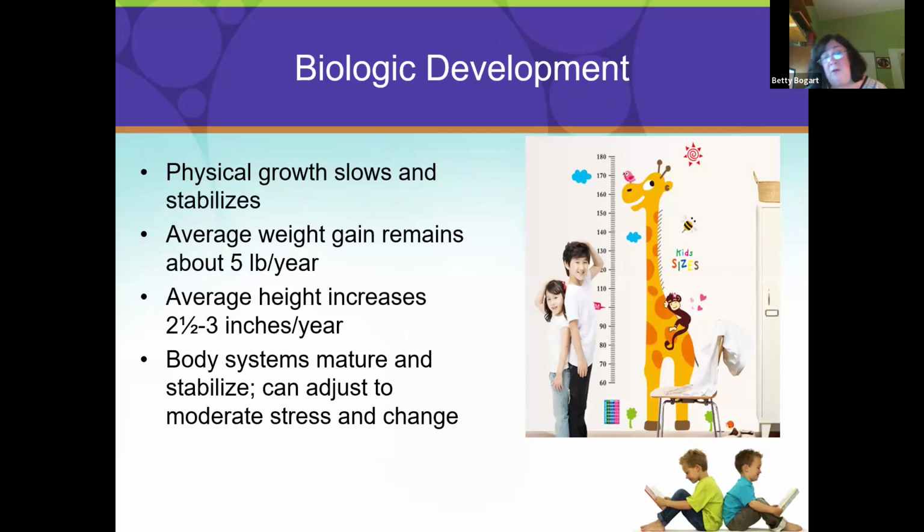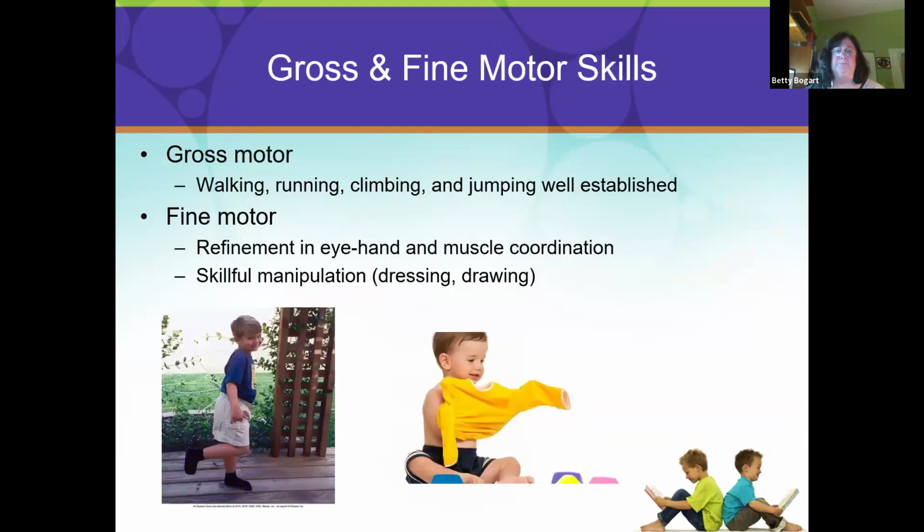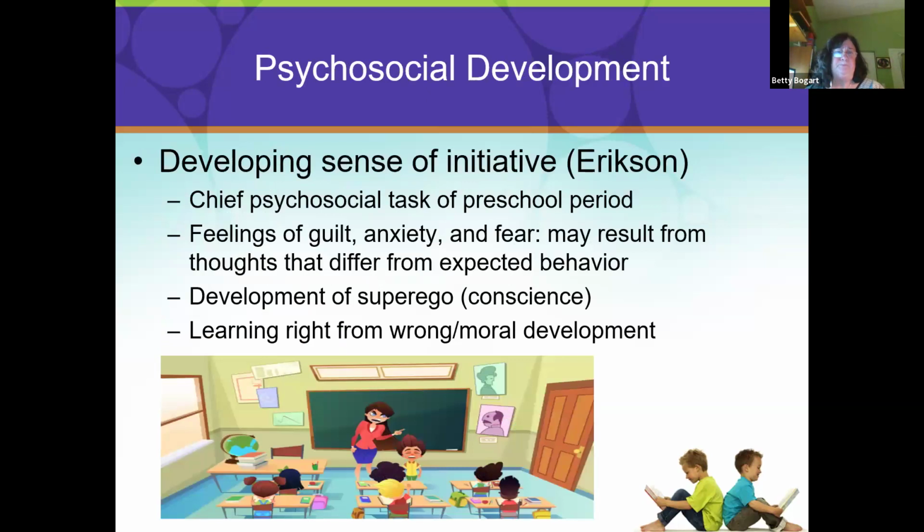5 pounds a year, 2.5 to 3 inches. And again, their body systems are all maturing and getting more mature. Their immune system's getting better and better. Running, walking, climbing, jumping is getting a lot better. By four, with fine motor skills, they're able to button a button on a shirt. They're able to draw circles and color in the lines and do letters, etc.